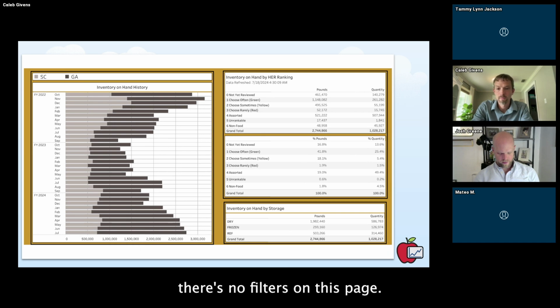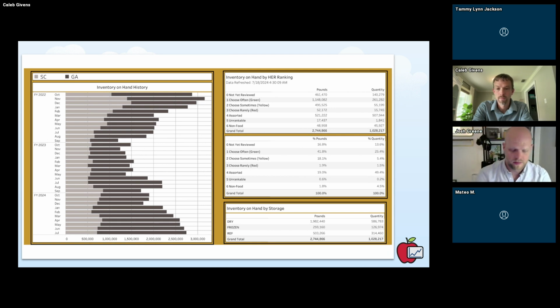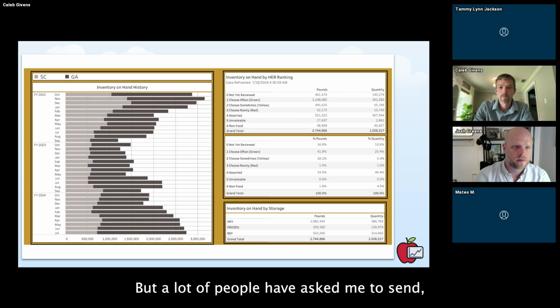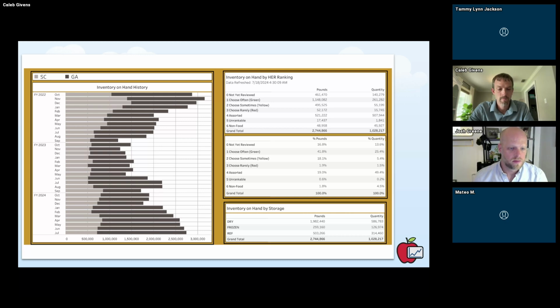There's no filters on this page. It's just an infograph. Again, very few people actually use this the way I envision them to so far, but a lot of people have asked me to send them the screenshots and the PowerPoint and things like that for it.